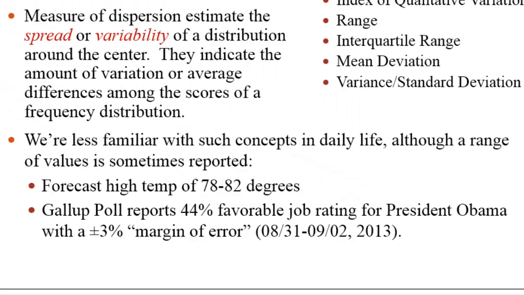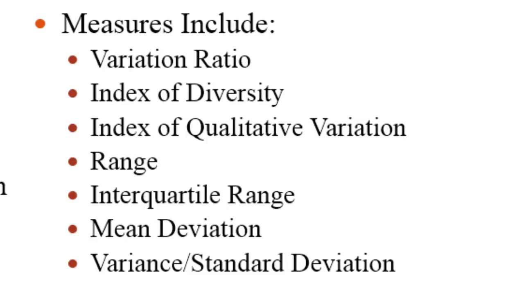We have many different measures of variability or dispersion. They include the variation ratio, the index of diversity, index of qualitative variation, the range, interquartile range, mean deviation, and the variance and the standard deviation. As I go down that list from the top one, the variation ratio, to the bottom one, it reflects our differences in levels of measurement.